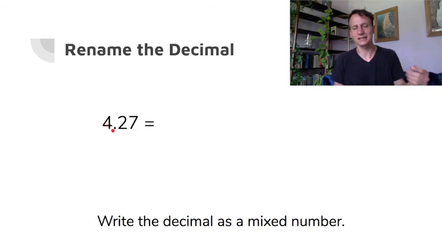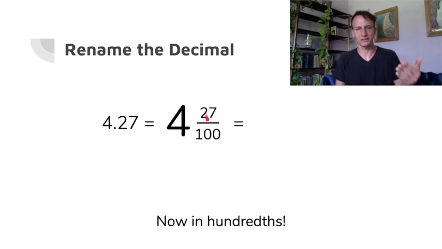All right, let's look at this one. 4 and 27 hundredths. That's how we'd write the mixed number. 4 and 27 hundredths. Now, why am I not doing this in tenths?